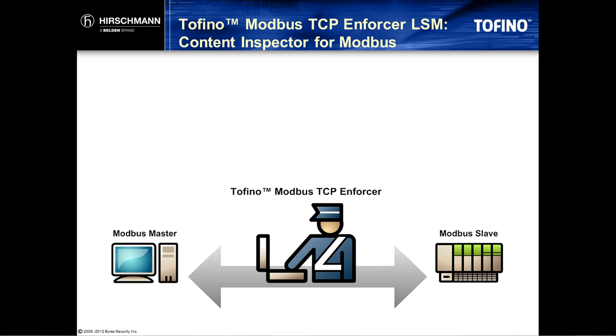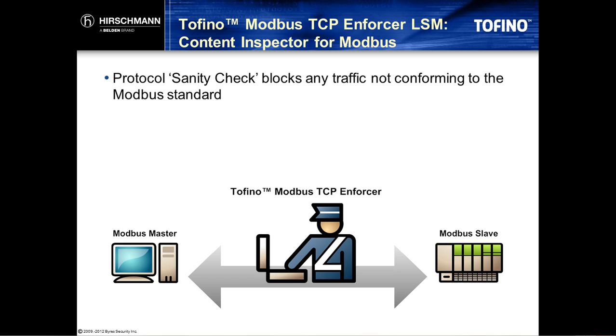In this case, we're talking about an enforcer module that understands Modbus protocol, and there are others available for other protocols. So the Modbus enforcer takes over where the firewall module leaves off. First of all, it looks at the commands and responses passing back and forth between a Modbus master and slave and makes sure that those communications actually conform to the requirements of the Modbus TCP protocol specification. That feature is called sanity checking.